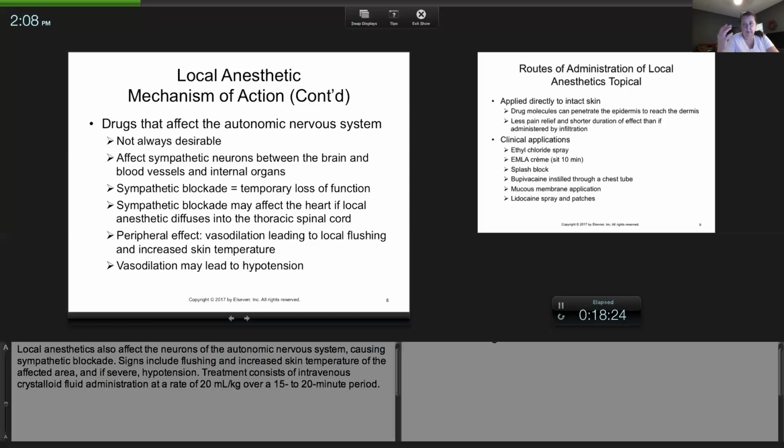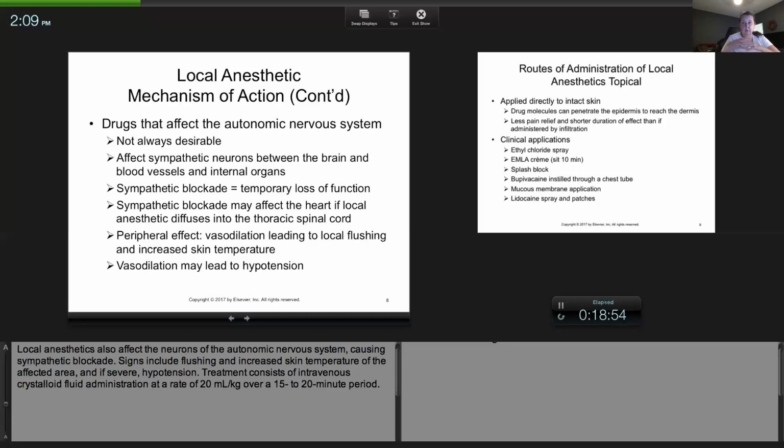So hopefully you understand what I'm saying. We have to be careful. Sometimes when we give these drugs, any animal can have a reaction. It's rare, but if you start to see local flushing, the skin starts to look red and injected, or you feel the skin and it feels hot, which is abnormal under anesthesia, it can lead to some vasodilation. Those are signs there's possibly a reaction happening.